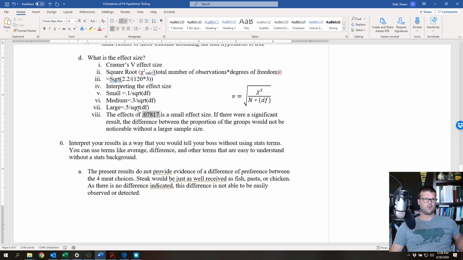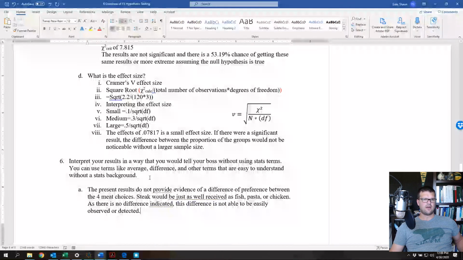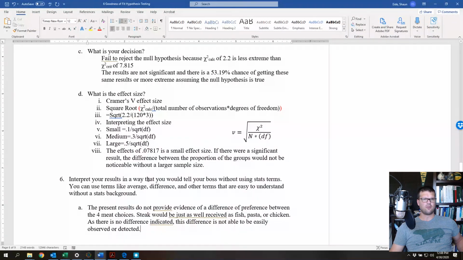Okay, so basically we interpreted effect size. So this is how you should write something like that up. In other words, tell them what they need to know. And when you tell them what they need to know, then they'll be able to make an informed decision.